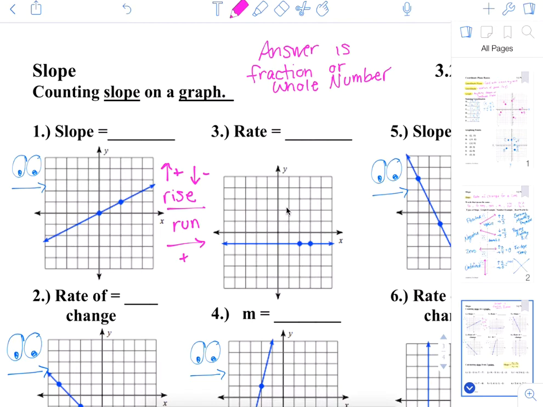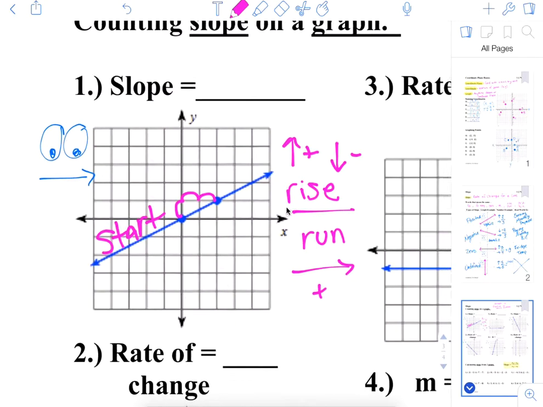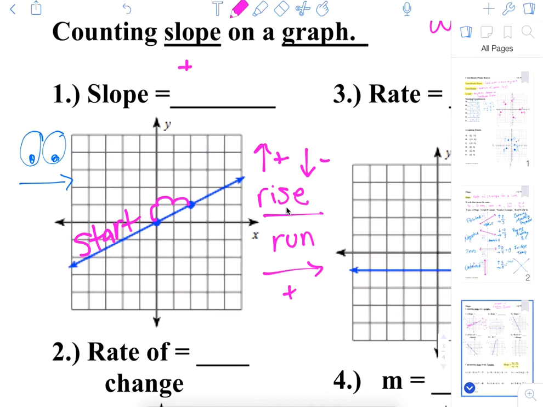Okay? So I'm going to make a note to myself on problem 1. I'm starting on the left side. I'm going to rise up. Let me count this a little bit better. I'm going to rise up 1 box, bloop, and run 2 boxes, bloop, bloop. So my slope is rise positive 1, run 2. That's my answer, positive 1/2. That's it. That's all I'm doing. There's nothing to simplify.